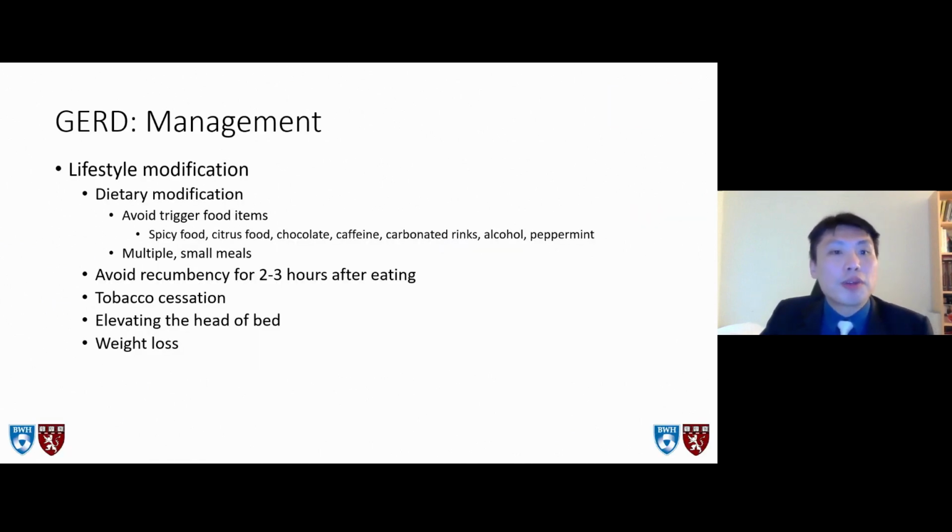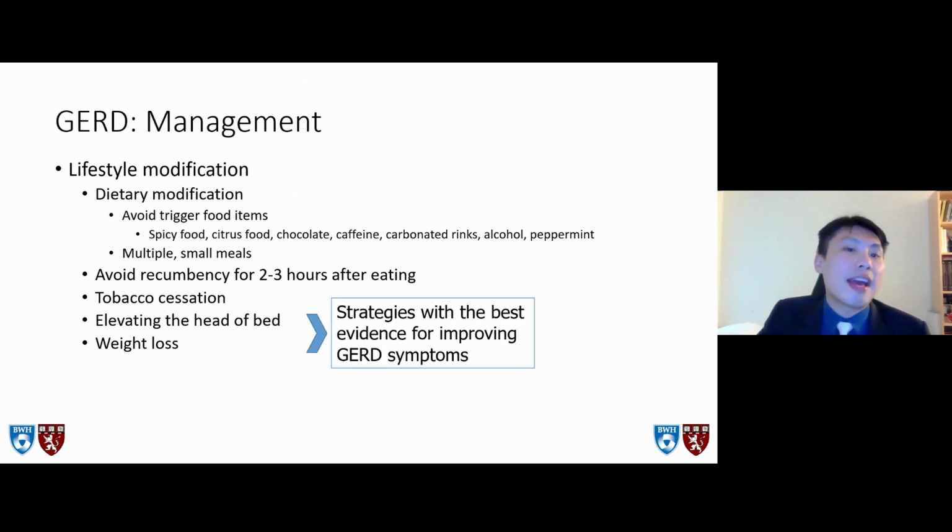So what are some of the ways we manage reflux? The first line is often lifestyle modification, including dietary modification by avoiding trigger food items, and also suggesting to patients to eat smaller meals. Multiple small meals are usually better for patients. Avoiding lying down for about 2 to 3 hours after eating is another way to help reduce reflux. Tobacco cessation, elevating the head of the bed when sleeping, especially for those with nocturnal symptoms, and weight loss are some of the other strategies. In fact, elevating the head of bed and weight loss are the two strategies with the best evidence in improving GERD symptoms.